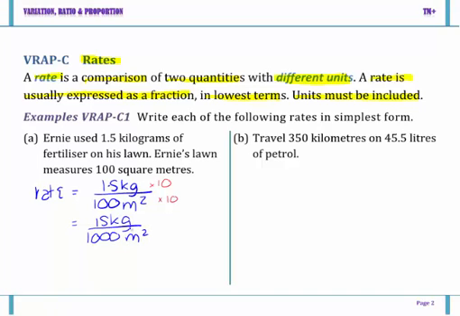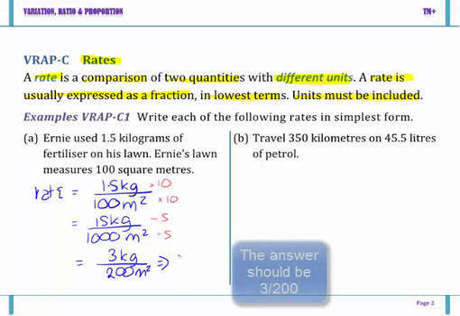We can then simplify by dividing the top and bottom by 5. And you get 15 divided by 5 is 3 kilograms. 1,000 divided by 5 gives you 200 meters squared, which you express as 3 over 20 kilograms per meters squared.